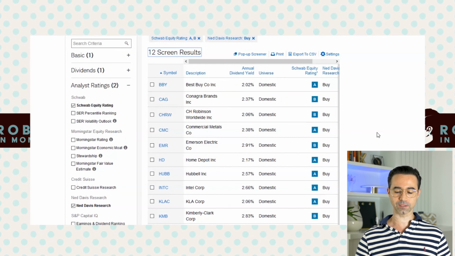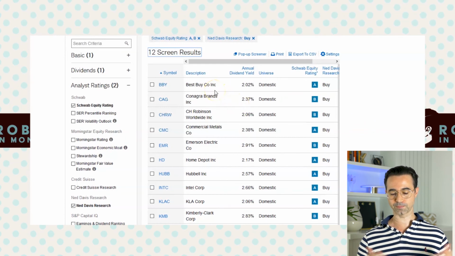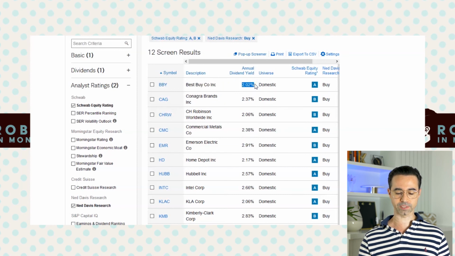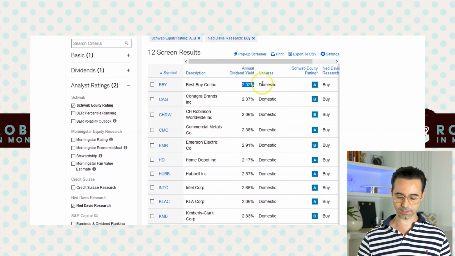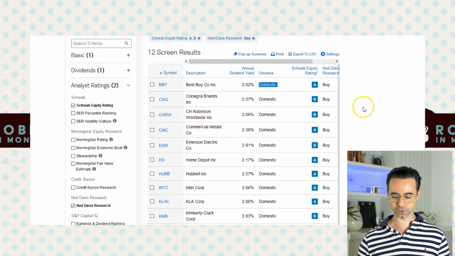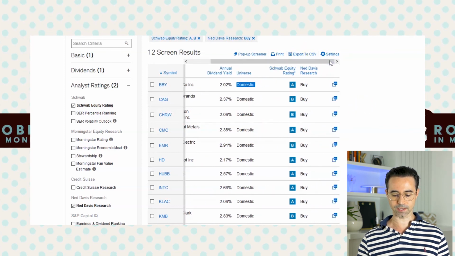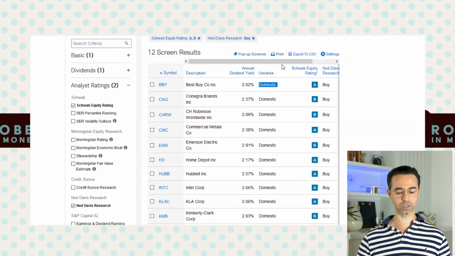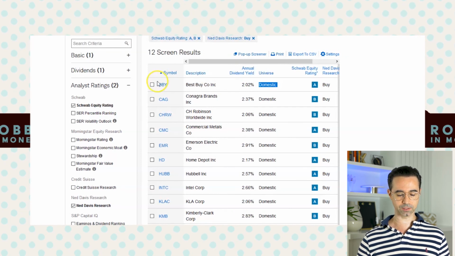And we can take a quick look here and we can see the first one is Best Buy. So Best Buy has a dividend yield of 2%, so it's within the range that we're looking for. It's a domestically trading company, so it's got some of the things that we want. It's an A-rated Schwab rating, and Ned Davis has it a buy. So, is this a company we want to look at? Of course, maybe this is a good company.